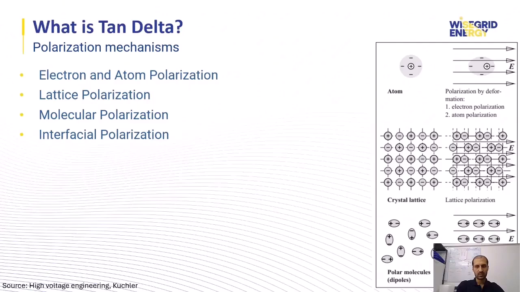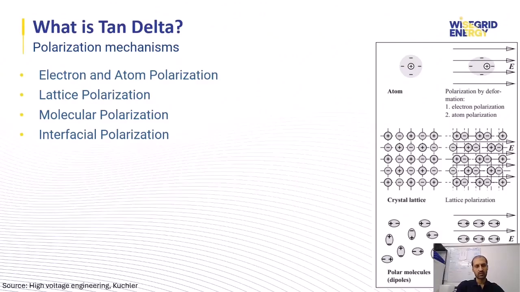The second one is the materials structure-based polarization, in which dipolar groups can reorient themselves along the field, and it's called lattice polarization. Some materials may contain dipolar or permanent dipolar molecules, such as water molecules, which strongly align when the field is applied. For example, in transformer insulation, moisture presence means that water molecules inside the materials also align with the field.